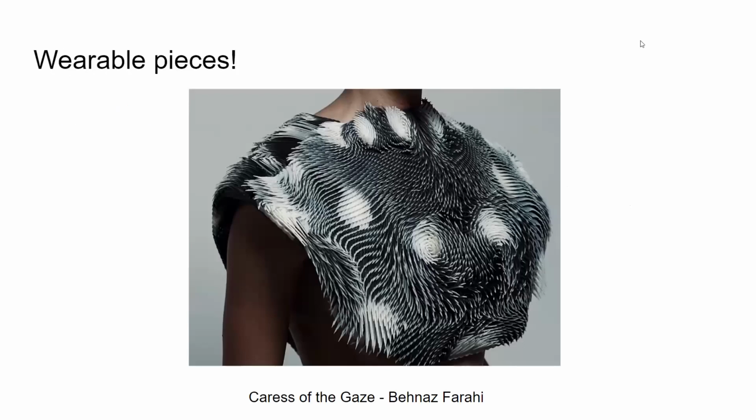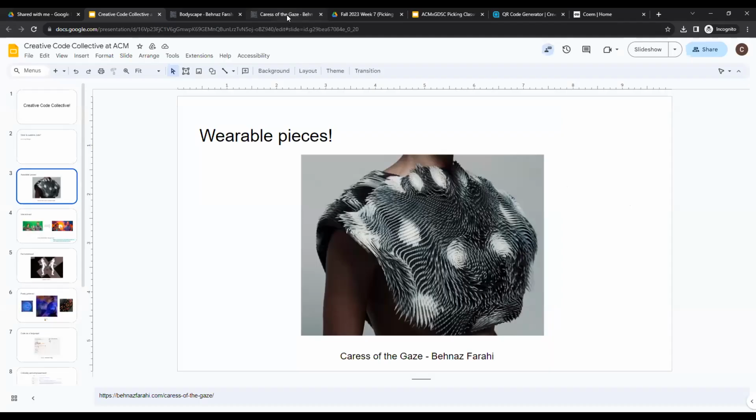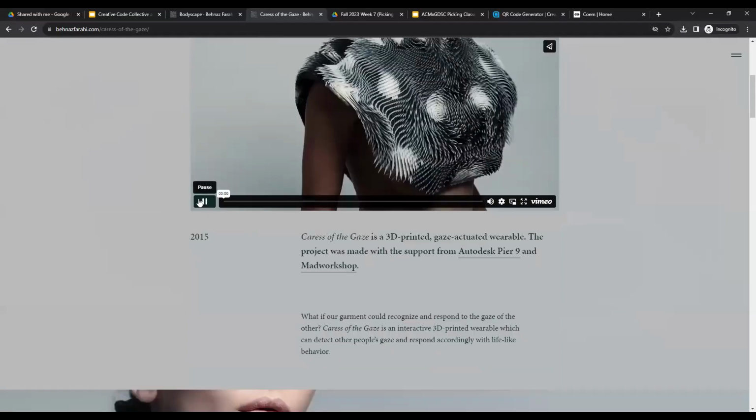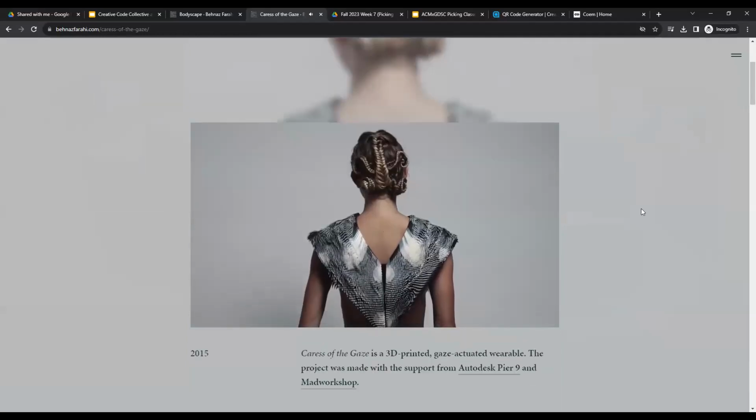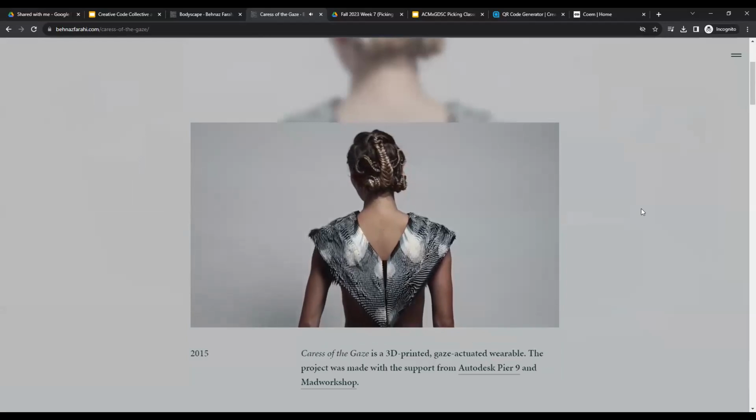What is Creative Code? It's so many things. Here's a couple pieces I worked on for a fashion designer. This is a piece called Caress of the Gays. I'm just going to roll it and hopefully it rolls. It's this piece with porcupine spikes all over it, and it's supposed to be about the male gaze.